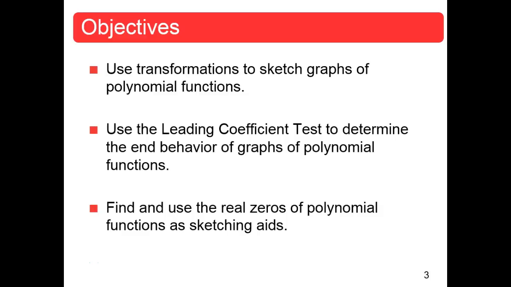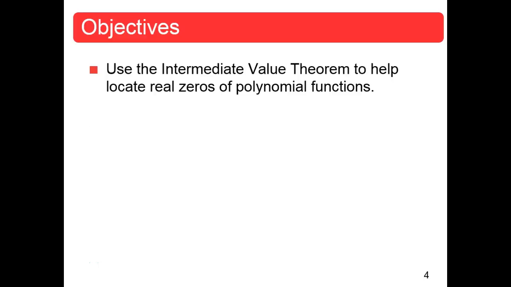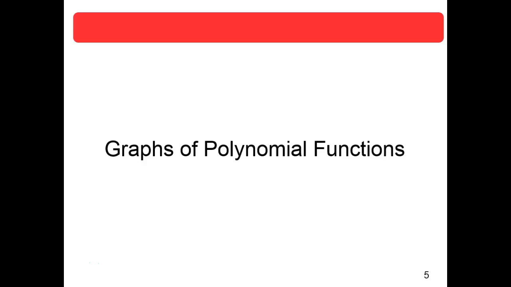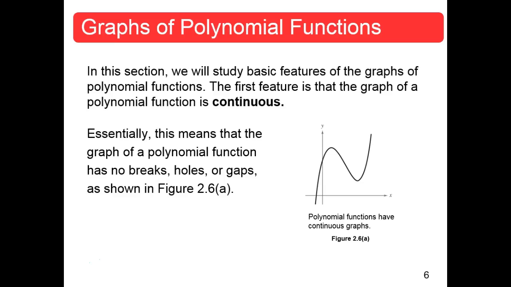We will find and use real zeros of polynomial functions as sketching aids, and because we love to sketch our graphs, don't we? Yes. Okay, I knew you did. And finally, we'll use the intermediate value theorem to help locate real zeros of the polynomial functions. Okay? So we'll start with, guess what? Graphs of polynomial functions, our favorite.